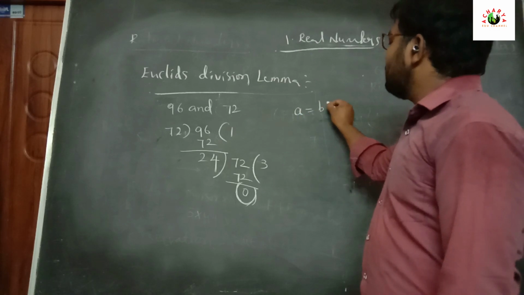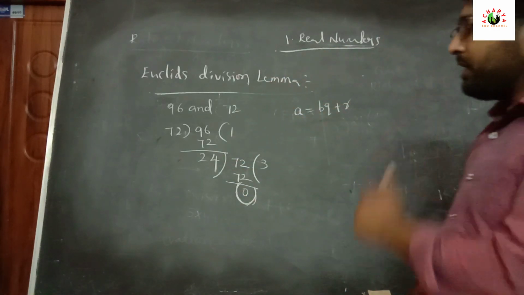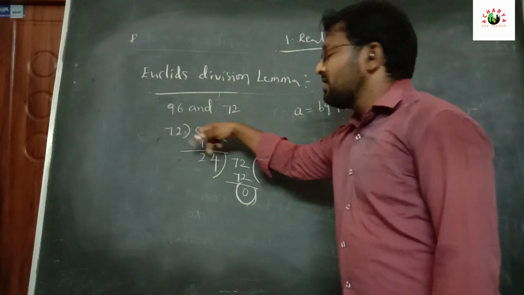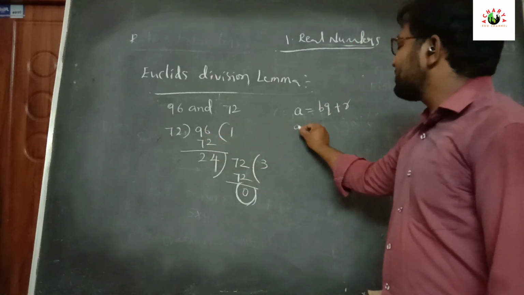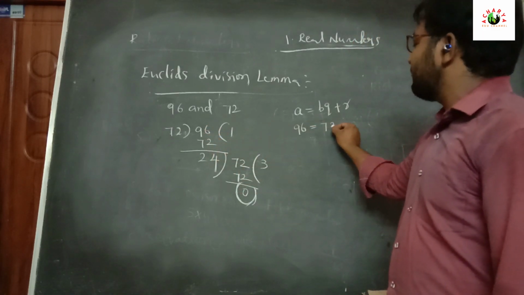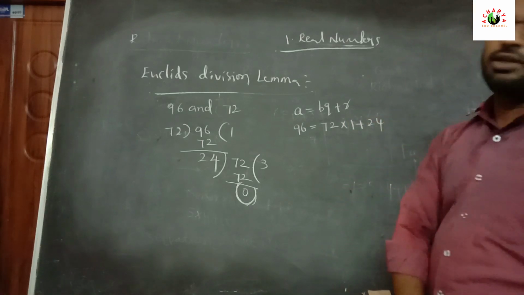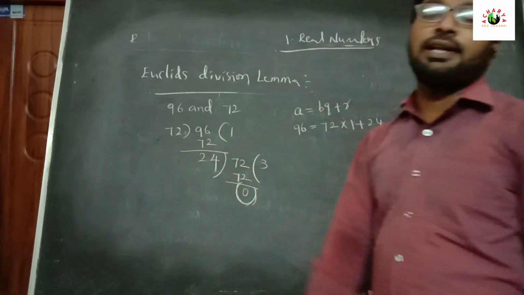A is equal to BQ plus R. We should write 96. In the first case, what is the dividend? 96. So 96 is equal to 72 into 1 plus 24.